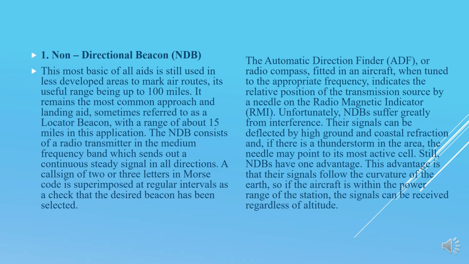Unfortunately, NDBs suffer greatly from interference. Their signals can be deflected by high ground and coastal refraction, and if there is a thunderstorm in the area, the needle may point to its most active cell. Still, NDBs have one advantage. This advantage is that their signals follow the curvature of the Earth, so if the aircraft is within the power range of the station, the signals can be received regardless of altitude.